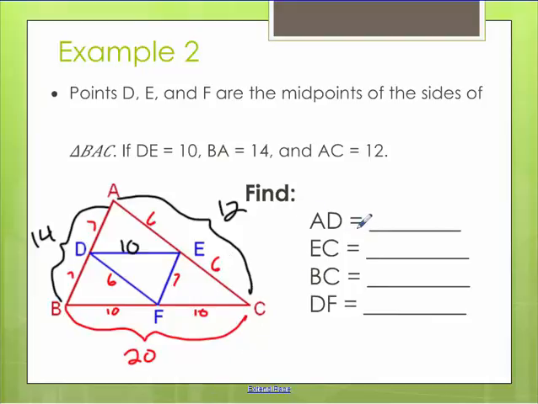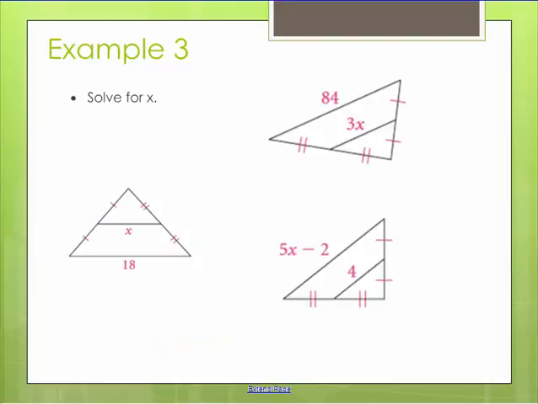So AD is half of the 14, 7. EC is half of the 12. BC was double the mid-segment, so 20. And DF was half, because it was a mid-segment, or 6. Let's go ahead and look at the next example.